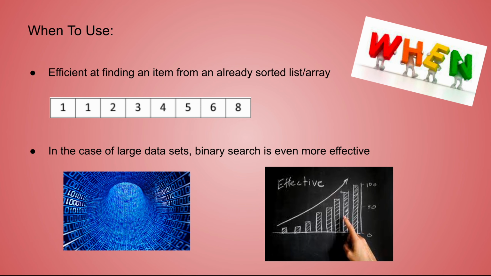When to use. Binary search is efficient at finding an item in an already sorted list or array. If it is unsorted, you will get a wrong answer. In the case of large datasets, binary search is even more effective. This is because each time binary search will halve your list, so it doesn't really matter how big your list or array is.